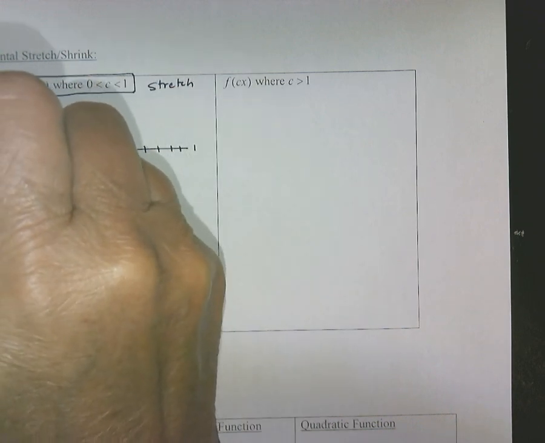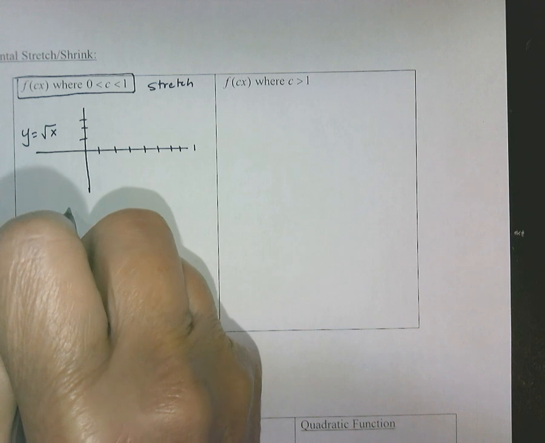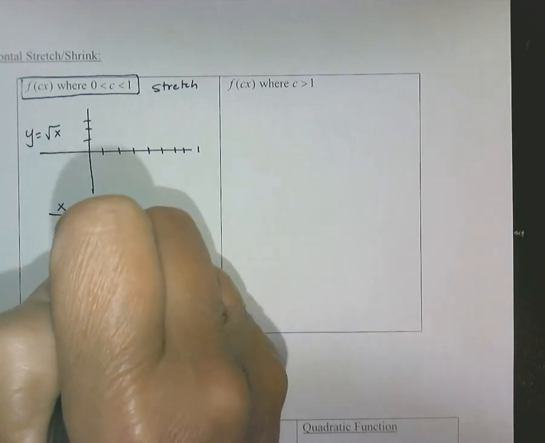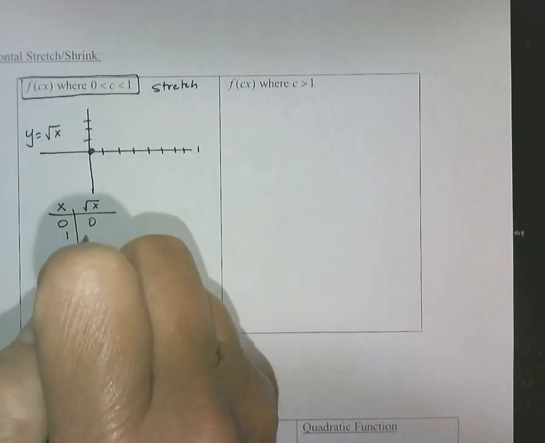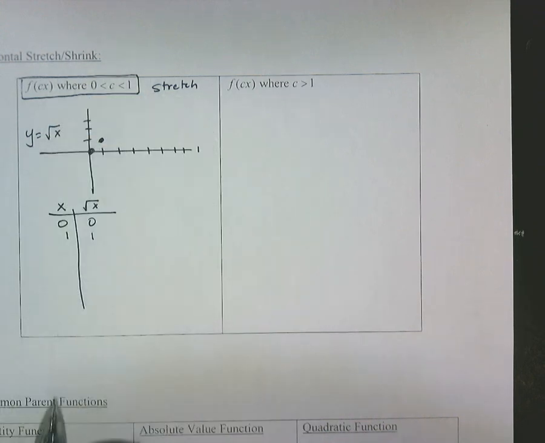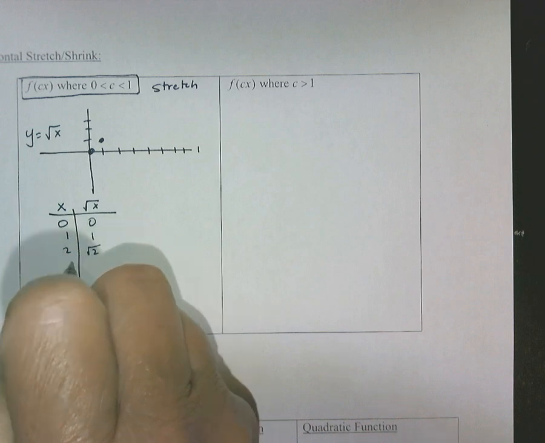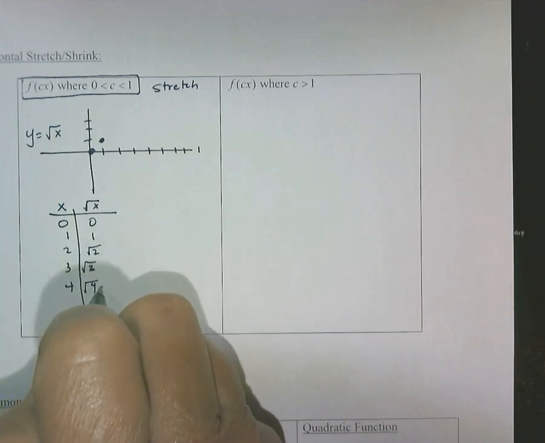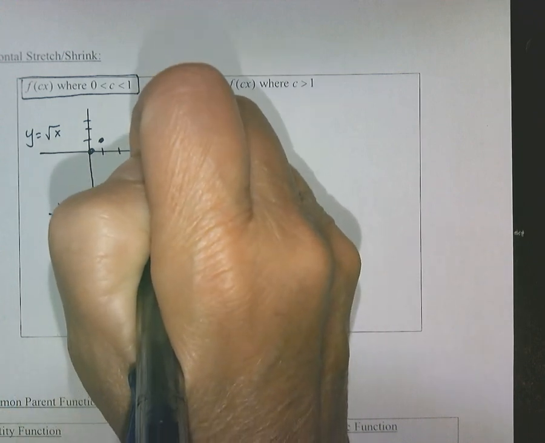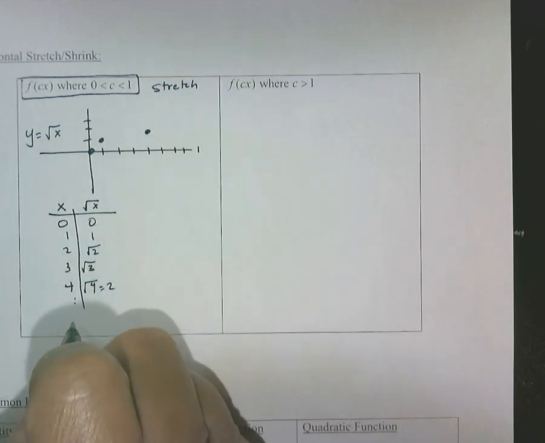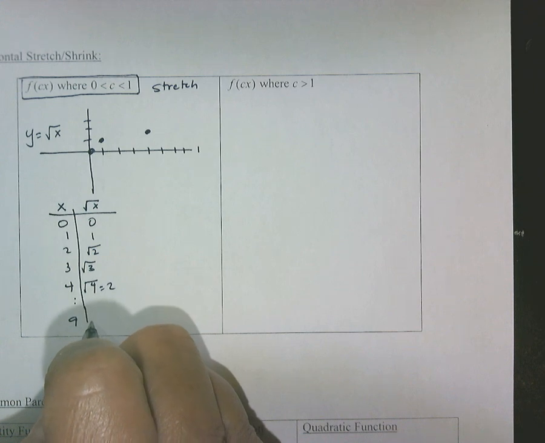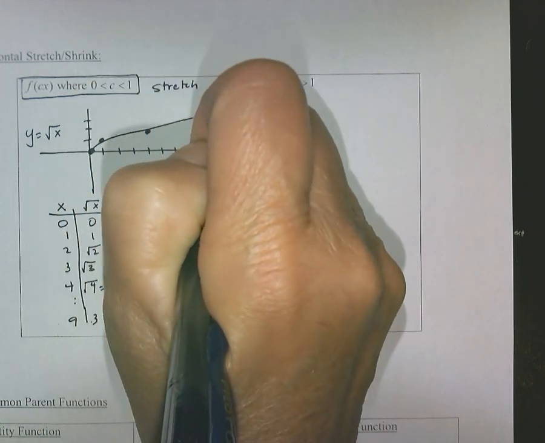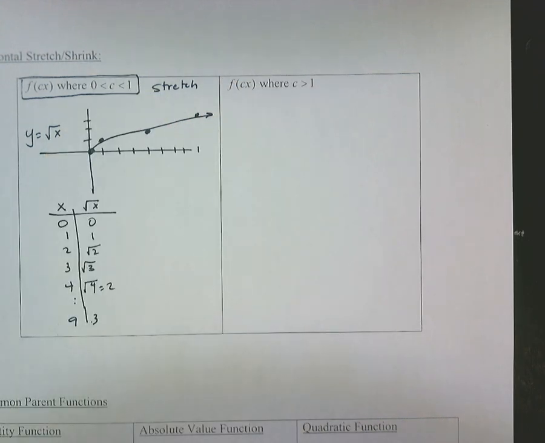So I would start with my y equals the square root of x. So if I do this and then square root of x, 0, 0, 1, the square root of 1 is 1. And then the square root of 2 is a decimal, square root of 3 is a decimal, square root of 4 is 2. That's why I've been choosing that point. And then you keep going, but the next one I would pick would be 9. The square root of 9 is 3. So I'd pick the point 9, 3. Not a very good picture, but you get the idea.